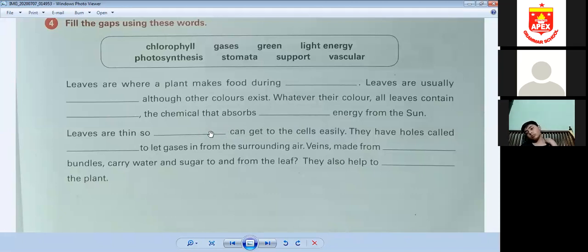Here, which word will come? Gases. They have holes called stomata. What will become here? Stomata. To let gases in from the surrounding air. Veins made from vascular bundles. Vascular bundles carry water and sugar to and from the leaf. They also help to support the plant. I hope you have done it in your books.